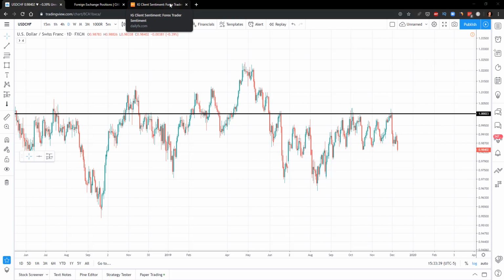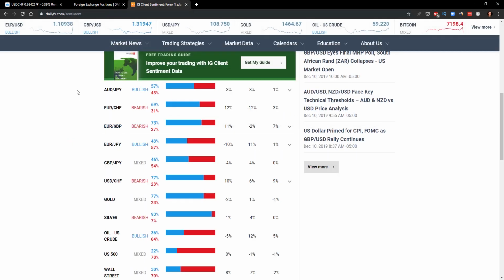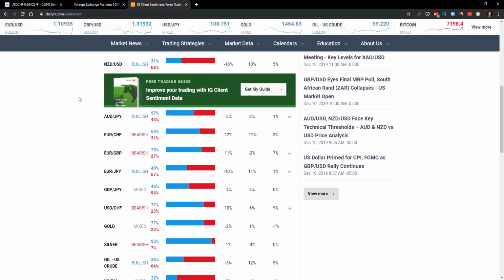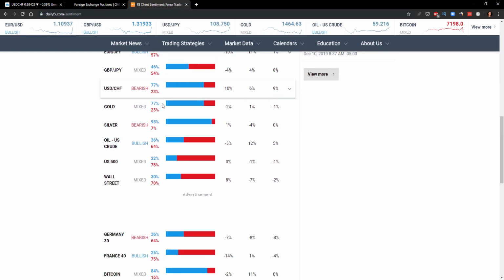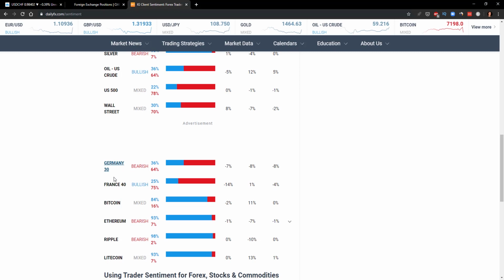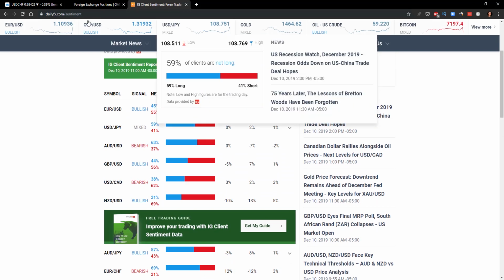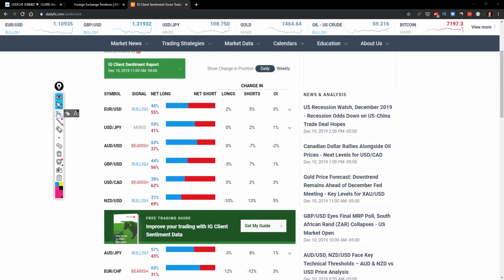This is the IG client sentiment report right here. And this can be found on dailyfx.com/sentiment. And what this will show you is a bunch of the currency pairs as well as some CFDs on gold, silver, oil, and some of the US and foreign equity indexes, as well as some of these cryptocurrencies. All right. And so what I like to do here is take a look at these, and what it's showing you here is net longs versus net shorts and the change in between these. Now you can do this on a daily basis or on a weekly basis.